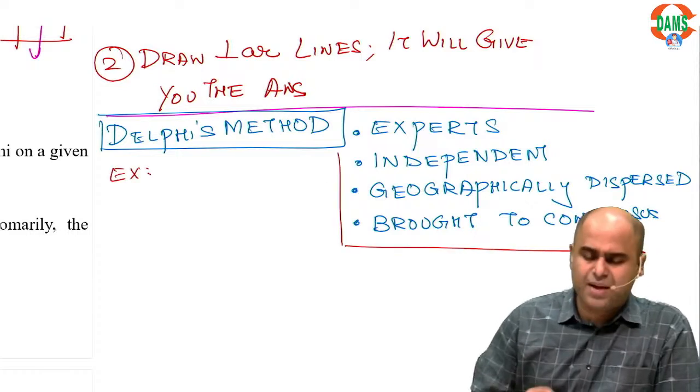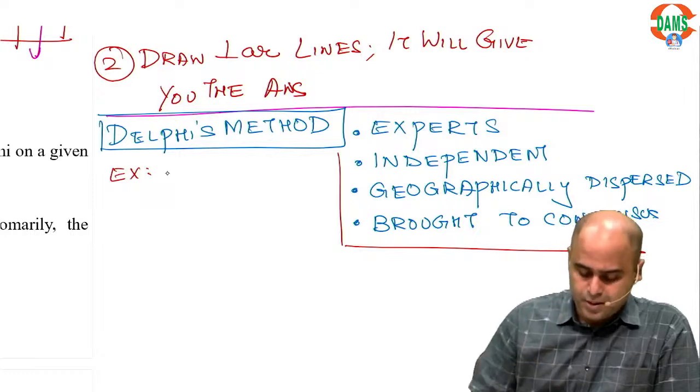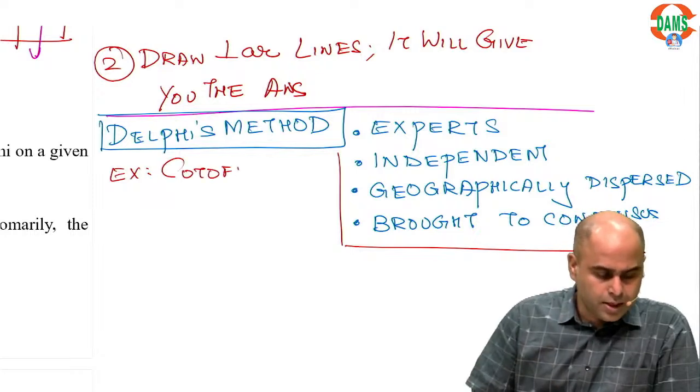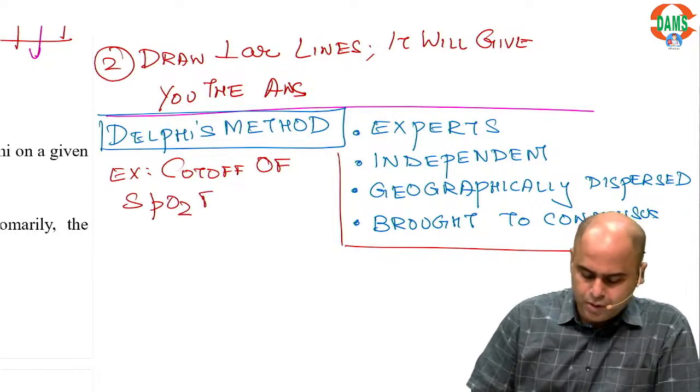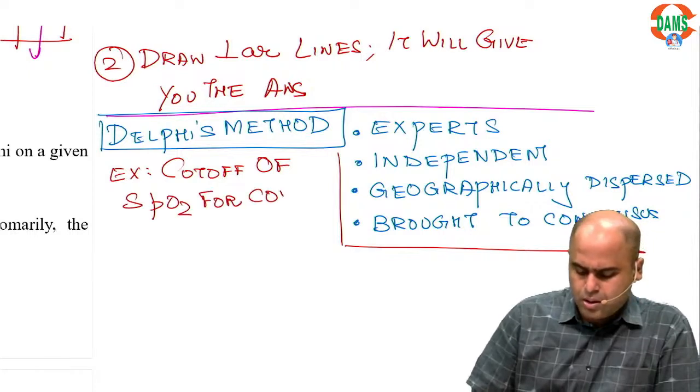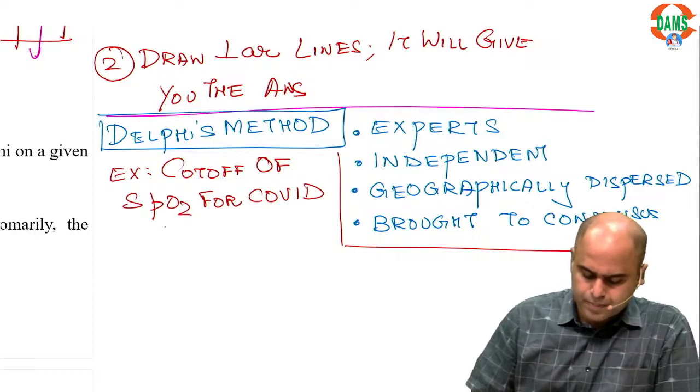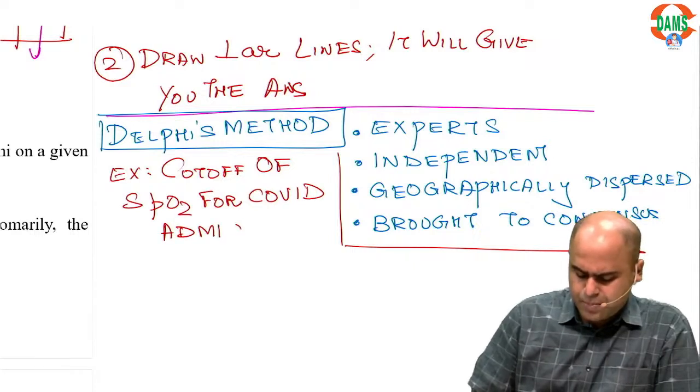Let me use an example to explain this. Yes, I have to select a cutoff of SpO2 for COVID admission. Yes, suppose this is my question.